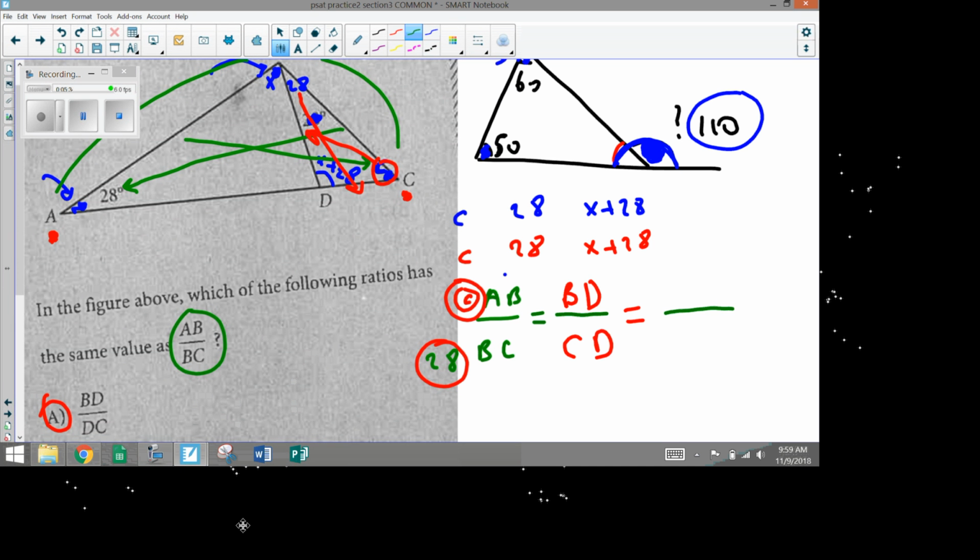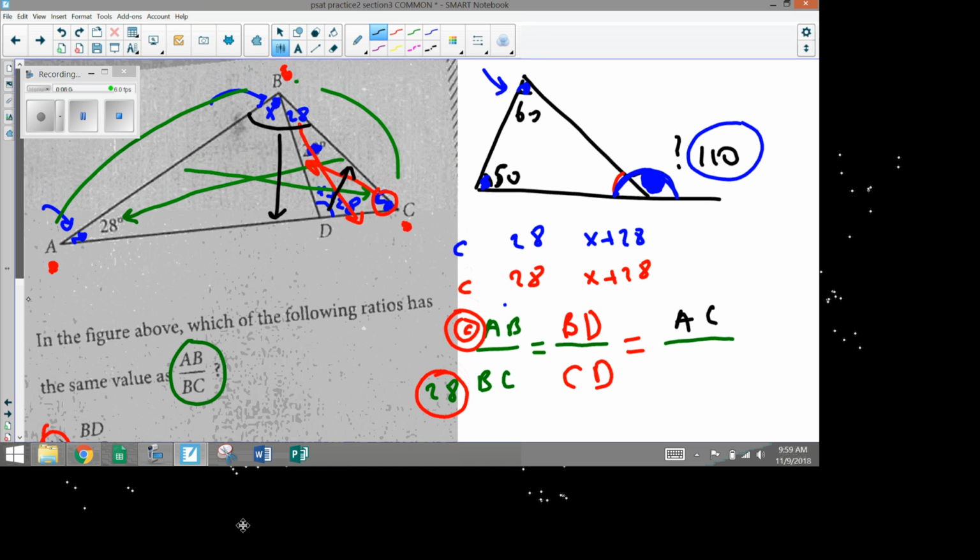So what is the third angle? Which one is the third angle? We use C, 28. We look at the biggest triangle. We use C, we use 28. It's time to use X plus 28. Look into AC. AC over, look at the smallest triangle, the same angle, X plus 28. What is that top? BC.